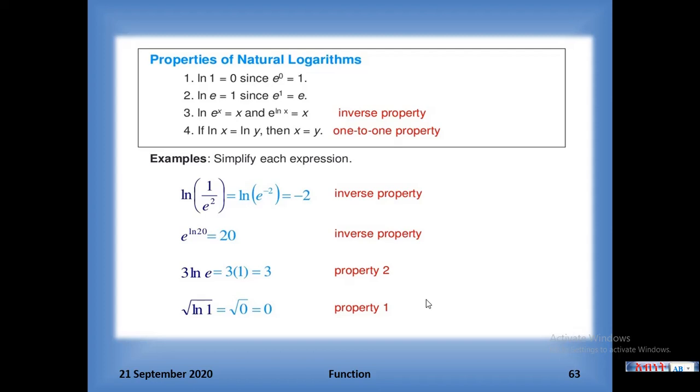And property of natural logarithm, ln 1 is equal to 0. Why? Ln 1 means the logarithm of 1 in base e, that's 0. So ln e means 1. Ln e to the power x is x, and e to the power of ln x is equal to x. These are some properties. So ln means, by the way, the logarithm. These are the inverse property and others.